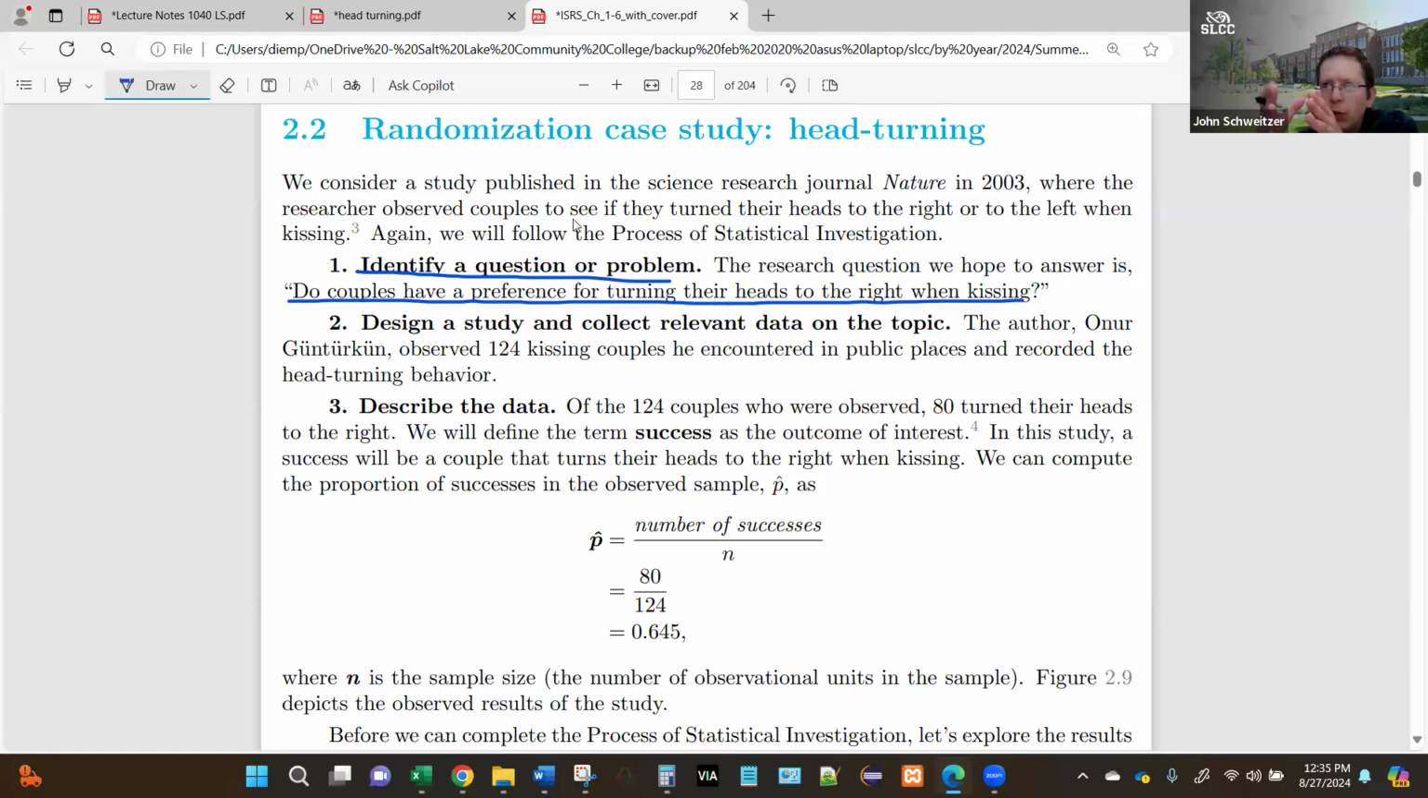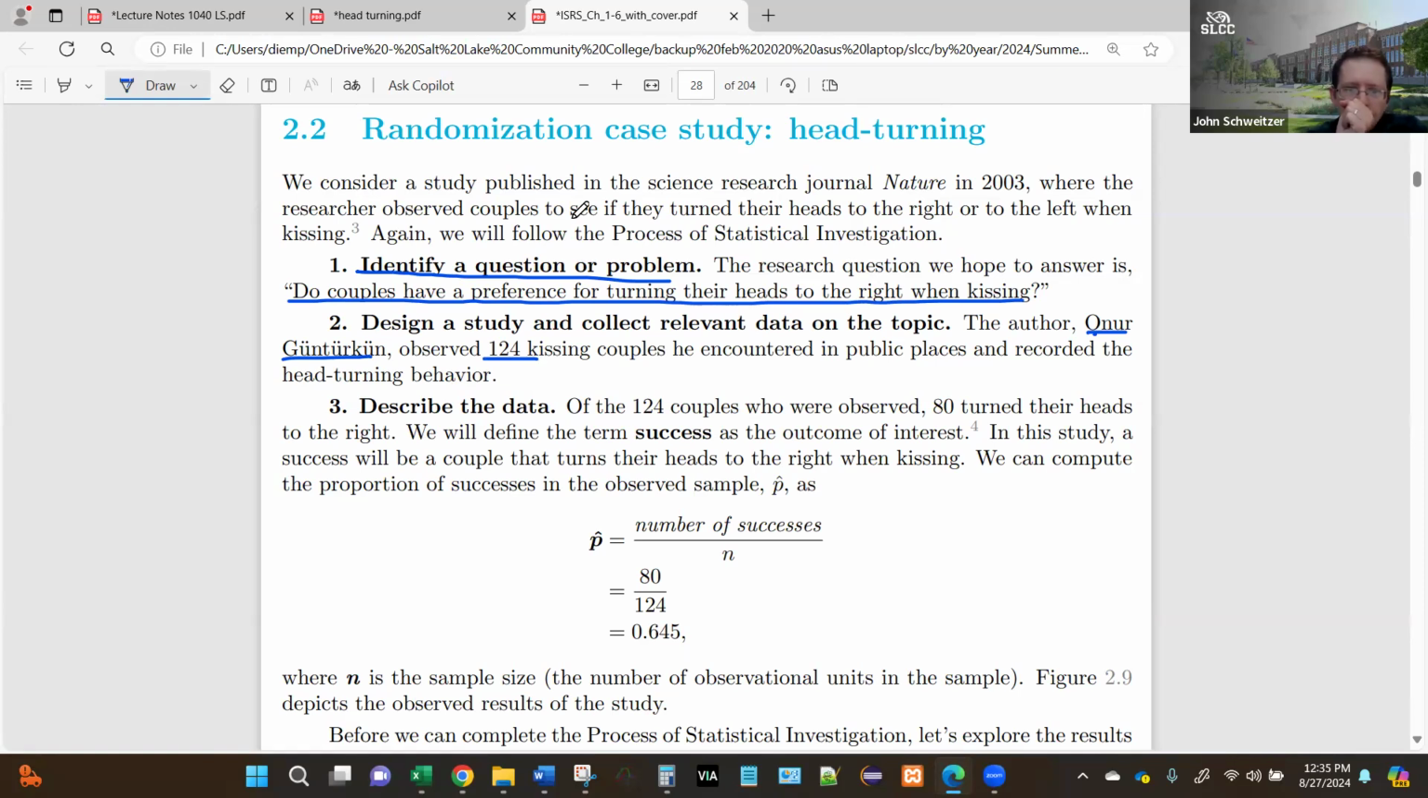Why do people, despite having a symmetric body plan, tend to prefer right to left? Then he designed a study and collected relevant data on the topic. Okay, so this is the author. I believe he's a professor at a German university. He might actually be Turkish, but I believe he lives in Europe. So the study is he observes 124 kissing couples and recorded the head turning behavior.